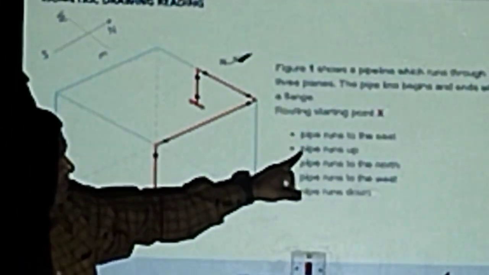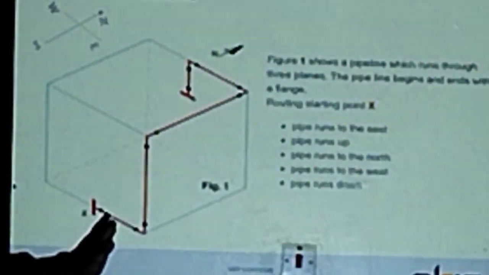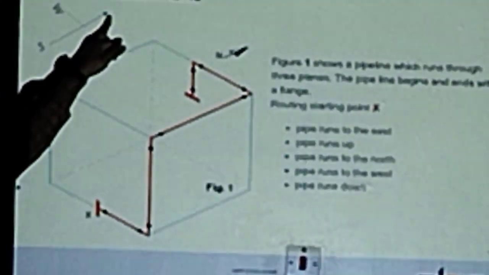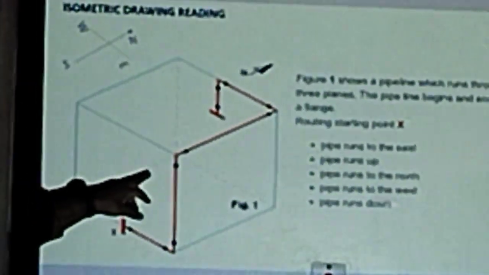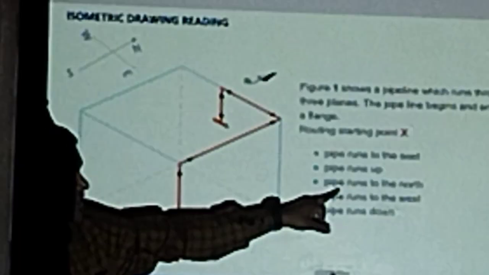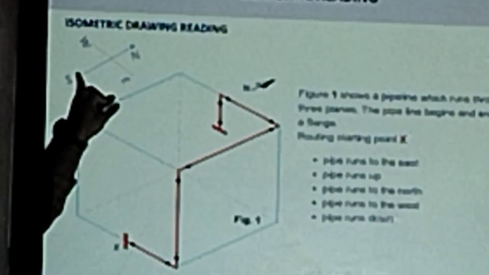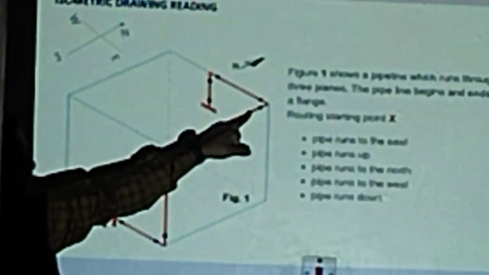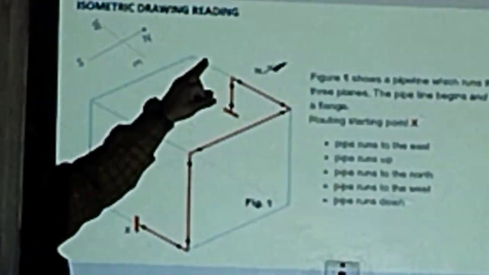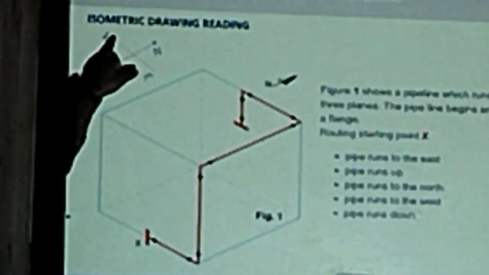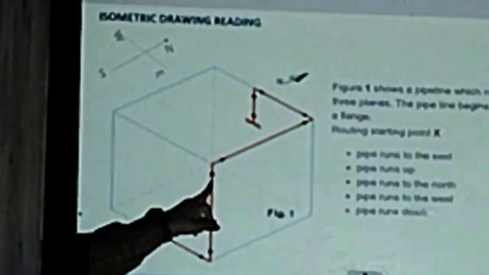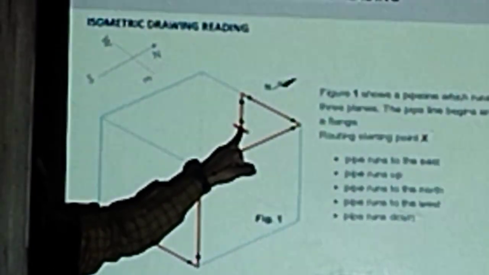Going to east. From here, it runs up. Now it is going up. From here, it is going to the north. Then from here it is going to west. From north it is going to west, in this direction. And again it is going down, following this line.